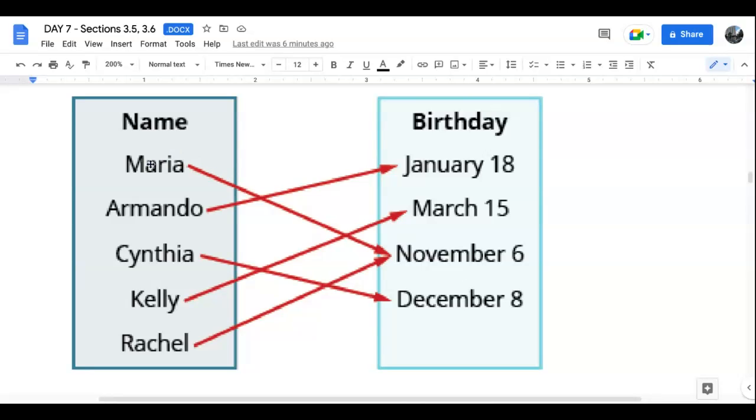So what's important is each student can only have one birthday, right? Nobody has 2 birthdays. If someone had 2 birthdays, that doesn't happen in real life, so that would not be a function. So in a function, each person has one birthday, but different people could have the same birthday.